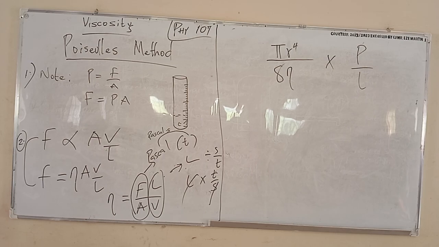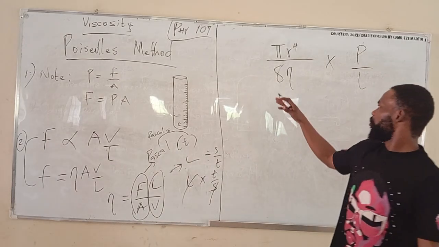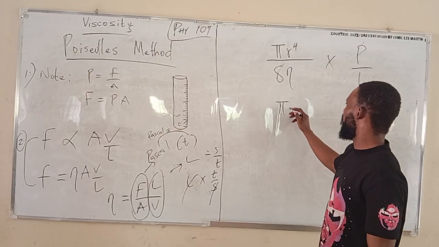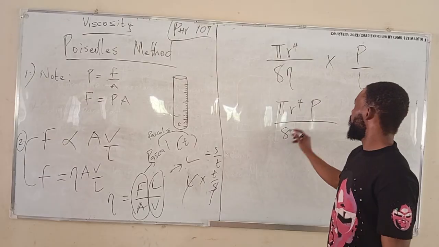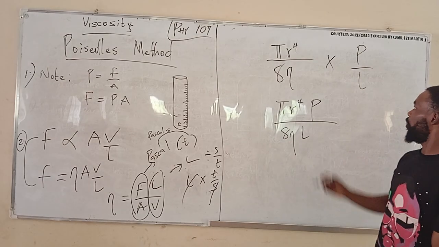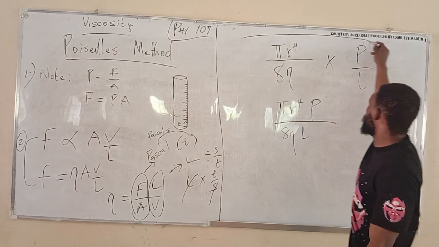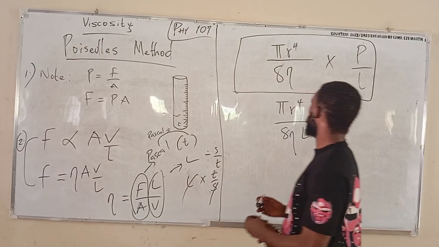I did not say velocity time gradient. If I say velocity time gradient, that means I'm talking about acceleration. But only velocity. Anytime you hear gradient of anything, it's simply over length. So this is what this gave us: pi r raised to the power 4. If I put this, it becomes P all over 8. This is the viscosity coefficient, over L. But whenever you want to quote this, I want you to look at it from these lines.